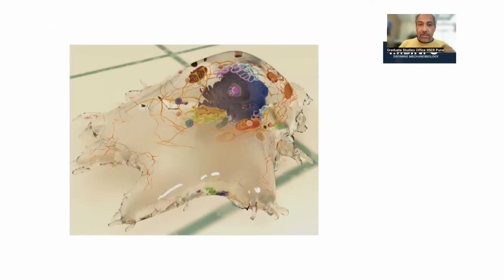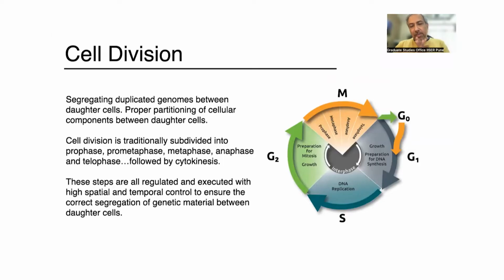So all of this is happening in the cell, and one of the places where a lot of this comes together to regulate a cellular event is the process of cell division. And we're going to try and look at cell division in this particular lecture, and particularly focus on the process of mitosis, right?